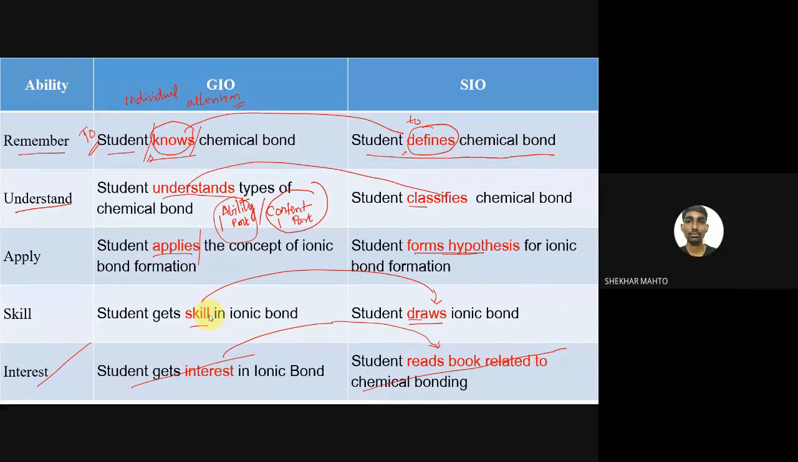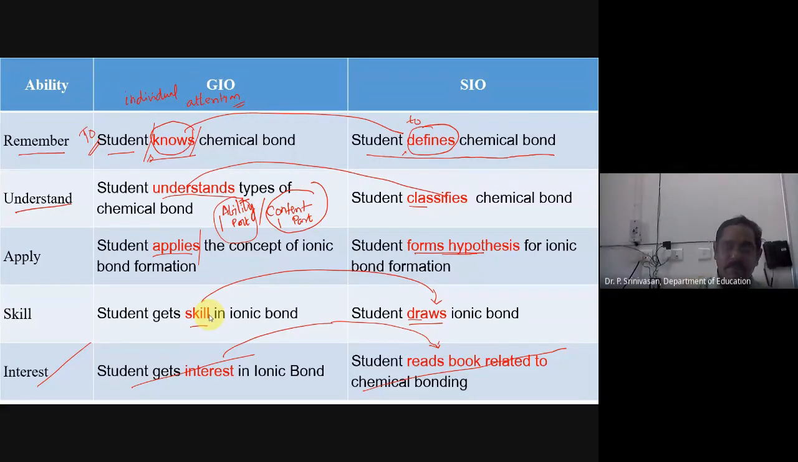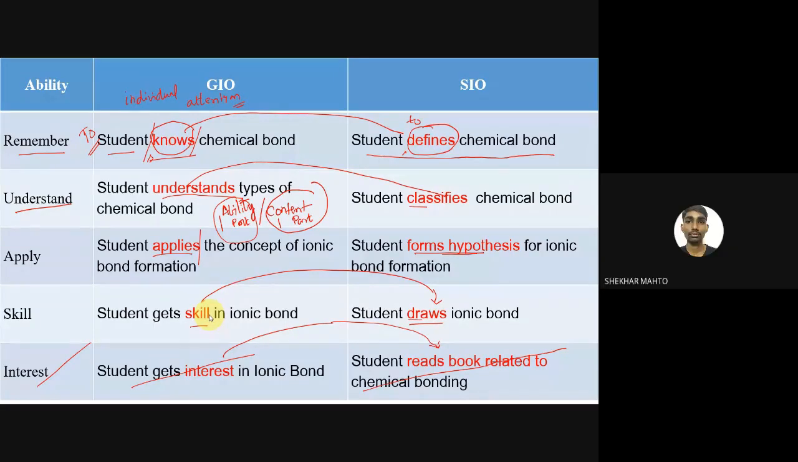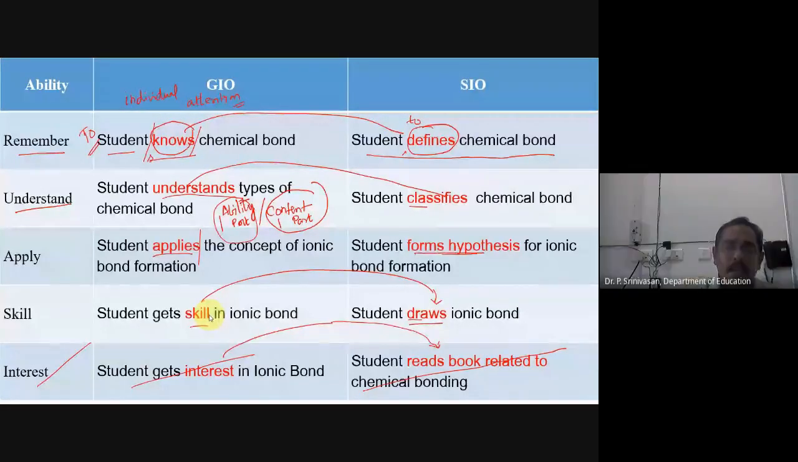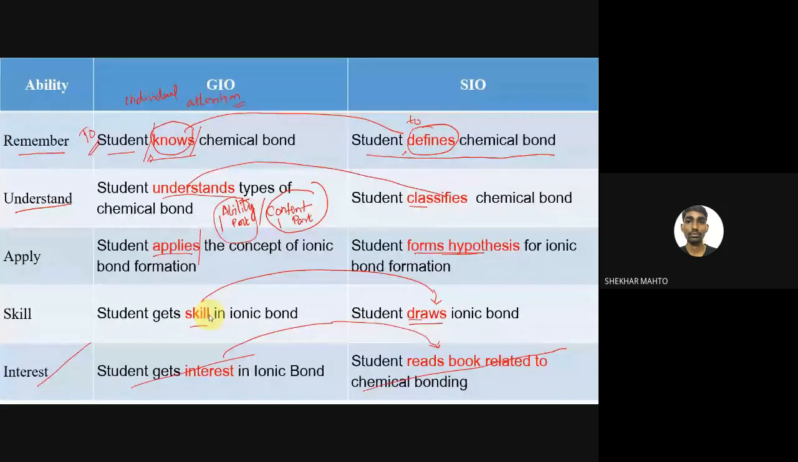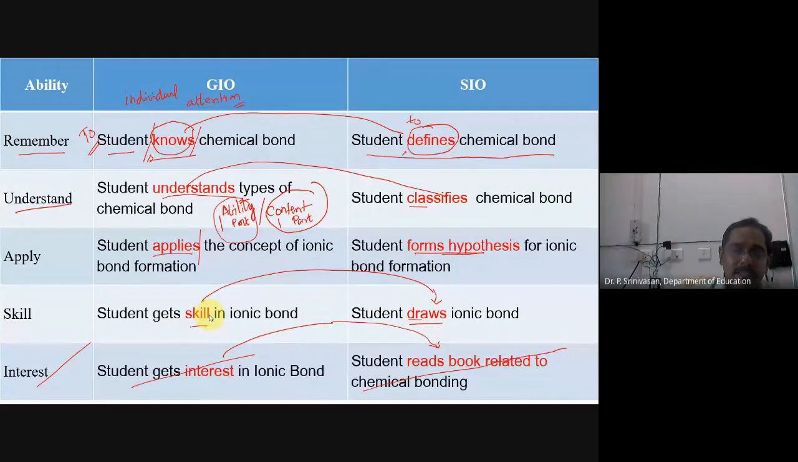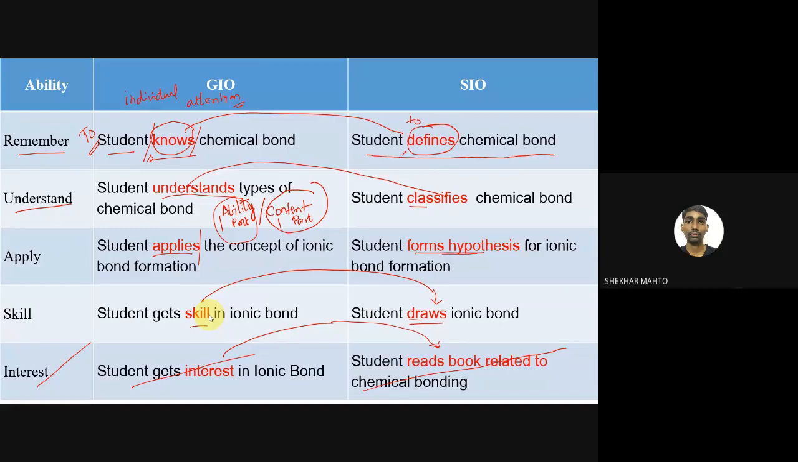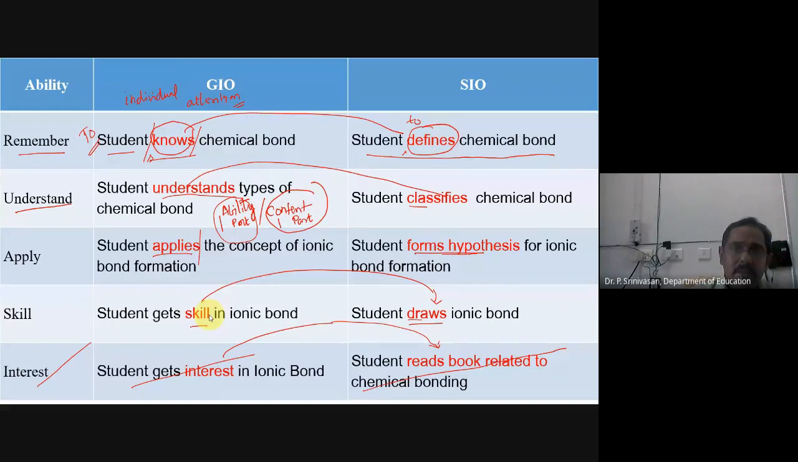Sir, yes, Manato. One sentence: student defines chemical bond in own words. Which will it come under, SIO or GIO? Repeat that. It will be SIO, but in which, the remember subdomain or the understand subdomain? No, you repeat the statement once again. Student defines chemical bond in own words. Student defines chemical bond will come in SAO of remember.